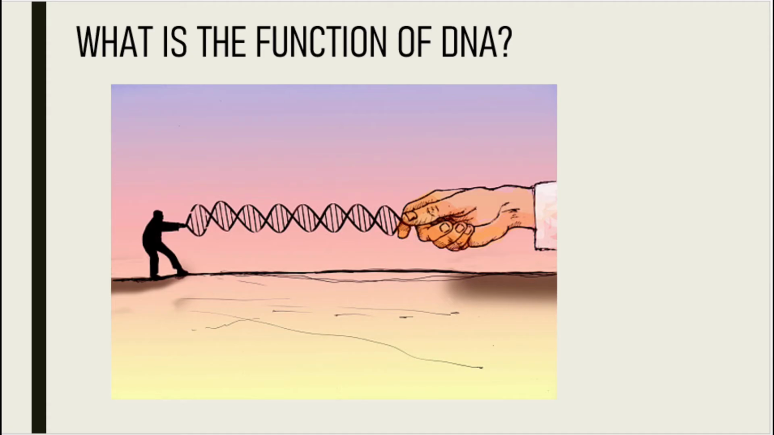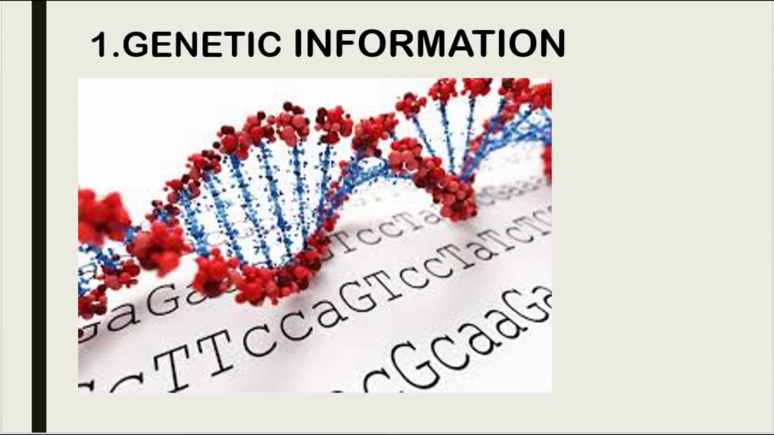After we learn the structure of DNA and the scientists who discovered it, now let us study what the function of DNA is. The first function of DNA is genetic information. DNA is genetic material which carries all the hereditary information. The genetic information is coded in the arrangement of its nitrogenous bases. The information stored in the order of bases is organized into genes.